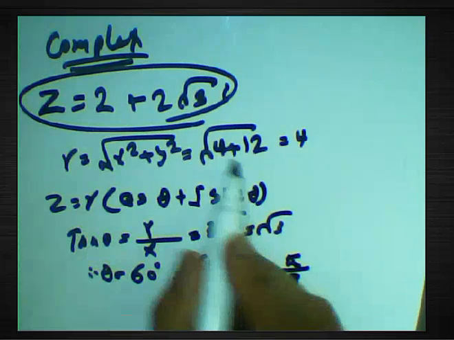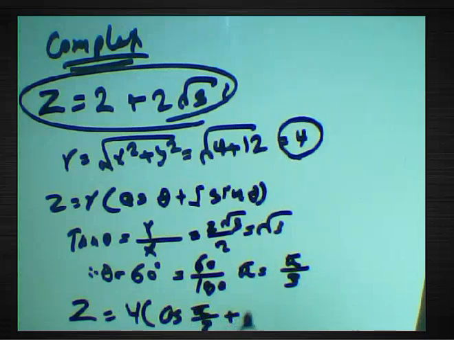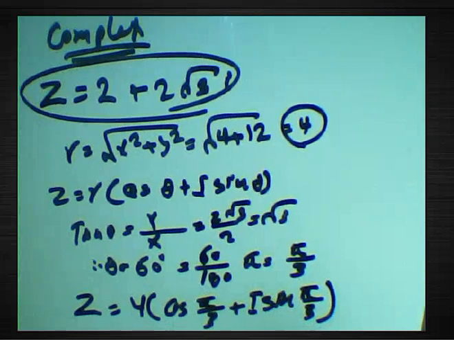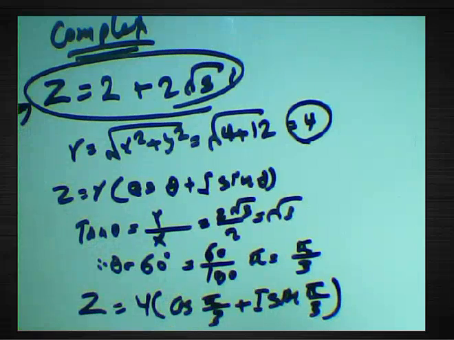Then z here will be converted to r equal 4. Write 4 outside, cosine pi over 3 plus i multiplied by sine pi over 3. You convert this example from this form, algebraic form, to trigonometric form.